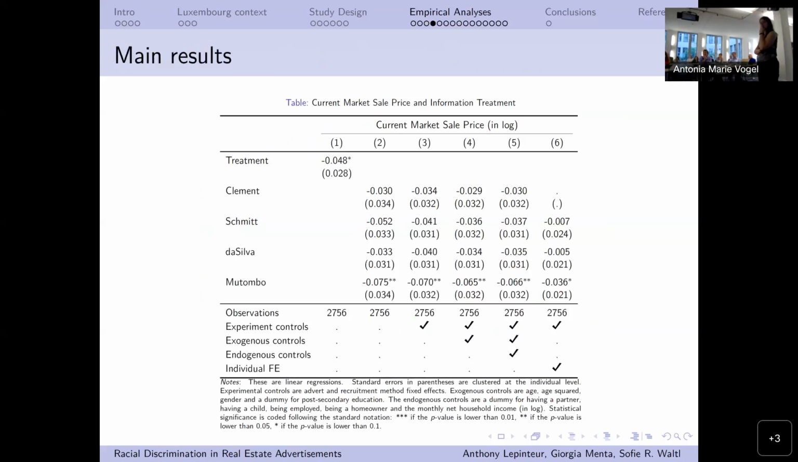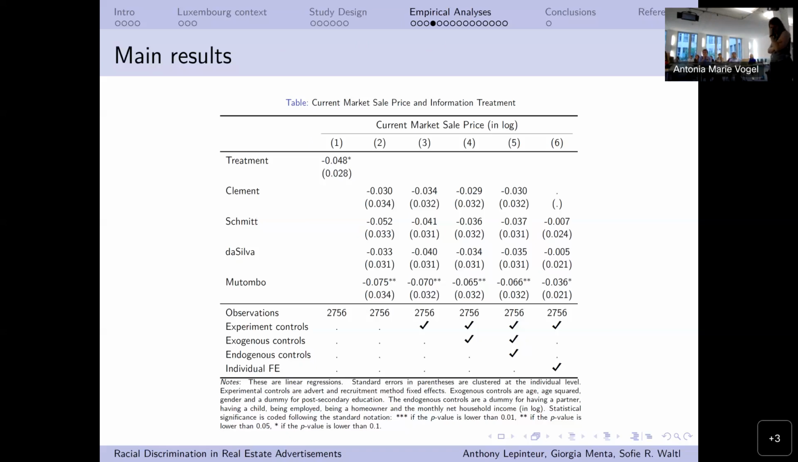And this is maybe our main regression that we estimated. So in the first column, in general, we regressed current market sales prices in log on these different experimental variables: whether you were in the treatment or control group, and then if you were in the treatment group, which advertisements, which seller names did you actually see for each property? So we can estimate these effects.